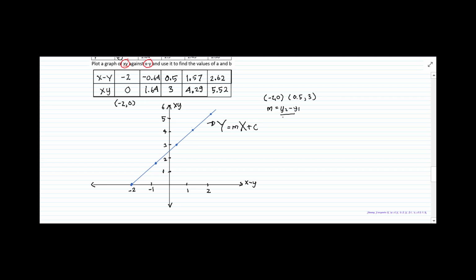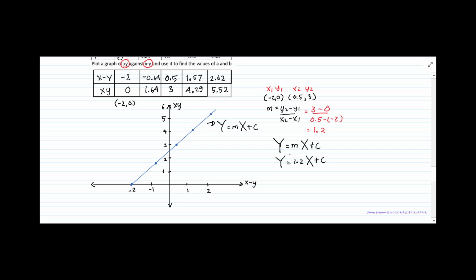y2 minus y1 over x2 minus x1. As usual, name it first: x1, y1, x2, y2. Plug it in. 3 minus 0 over 0.5 minus negative 2. The result will be 3 over 2.5. 3 over 2.5 equals 1.2. Okay, so we now have the gradient. We can write big Y equals mx plus c. Let's change the gradient into 1.2x plus c.